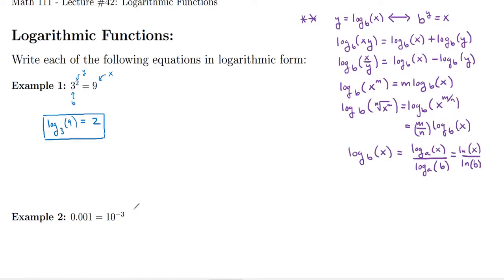In the next one, my base of the exponential is 10. This is my exponent, y, and here is x. So then I have log base 10 of 0.001 is equal to -3.